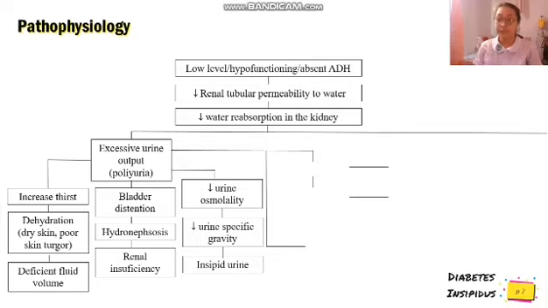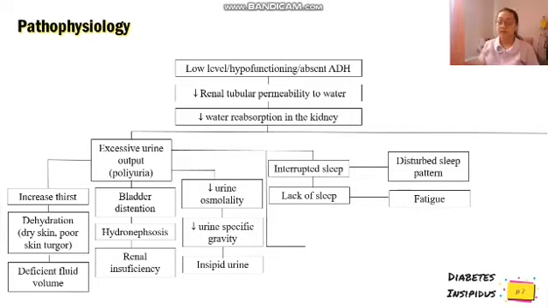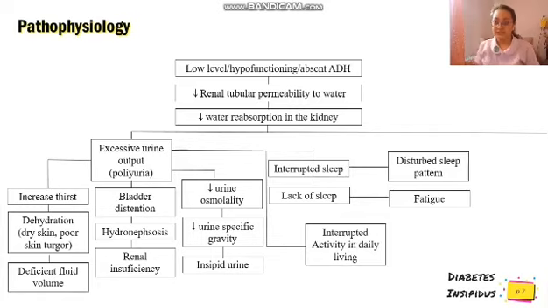Due to polyuria, the patient may experience interrupted sleep at night that leads to the nursing diagnosis of disturbed sleep pattern. Due to the interrupted sleep, the patient will experience lack of sleep, and in the morning he or she will likely feel weak or tired, which may lead to the nursing diagnosis of fatigue. Also, because of frequent and excessive urine output, he or she may experience interruption in activities of daily living.